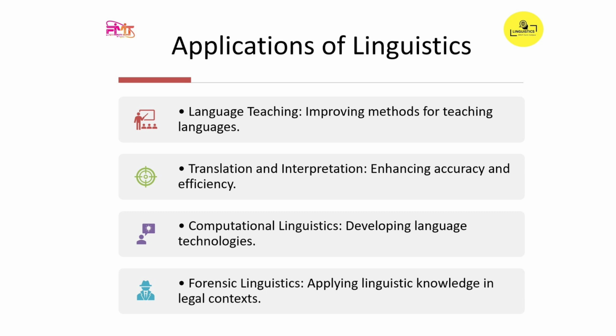Computational linguistics. This branch combines linguistics and computer science to develop language technologies. Examples include speech recognition systems, natural language processing applications, and machine translation tools. These technologies have a wide range of uses from virtual assistants to language learning apps.